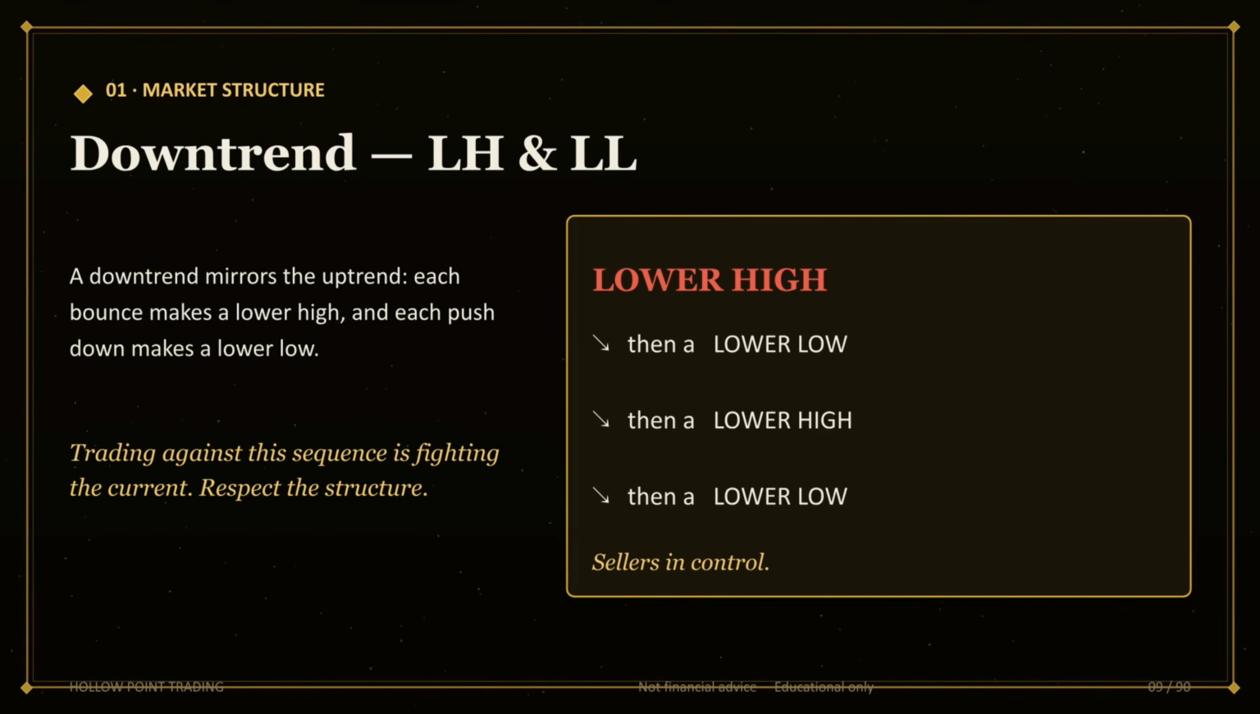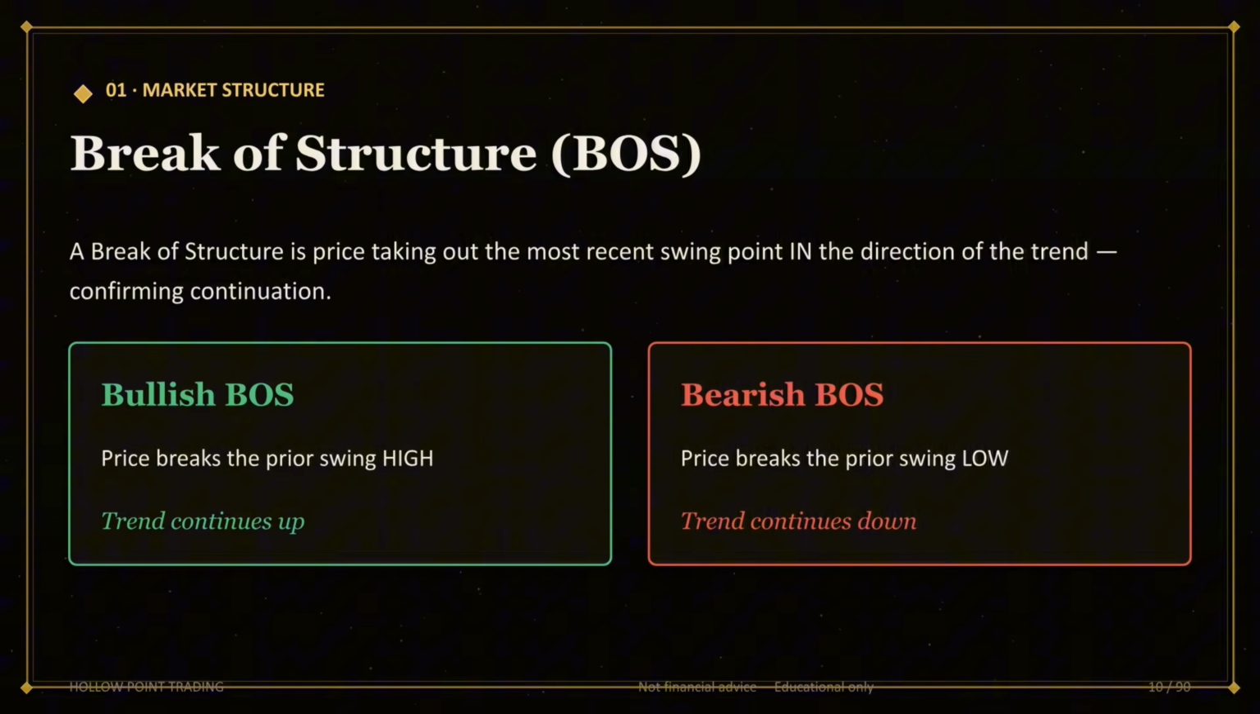Conversely, a downtrend mirrors this by creating lower highs and lower lows. Respecting this structure is essential, as trading against the current can be dangerous. A break of structure, or BOS, confirms the continuation of a trend.